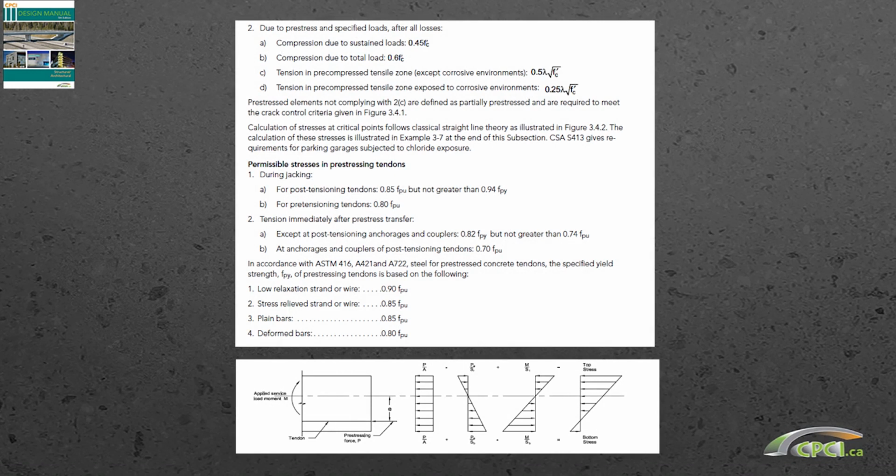Again, this is the list of the rest of the limitations. These are for after losses, compression due to total loads, tension of the pre-compressed tensile zone, and now this for pre-stressing strands themselves, we cannot have more than 0.8 fpu as the pulling stress. I won't even go to 0.8. We usually go to 0.75 or 0.7 at the most, but it cannot exceed the 0.8 value.